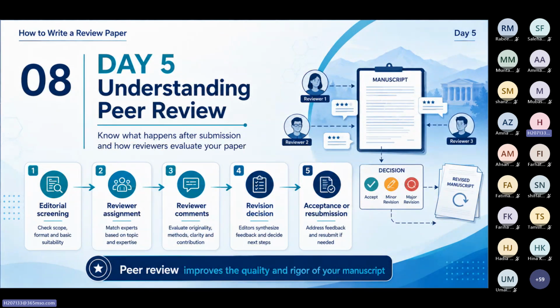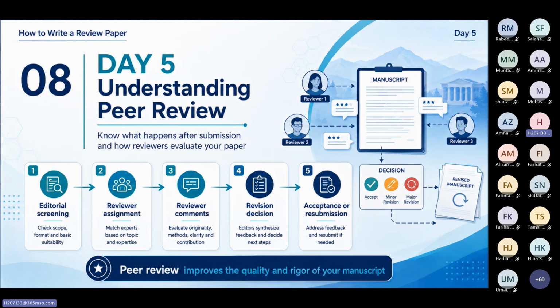Understanding the peer review. What is peer review? Editorial screening. When we submit a paper to the journal, first it goes to the editorial board. They check the scope of the paper, whether this paper is valid or not, then the format and the basic suitability, whether this is covering all the aspects of this journal or not. Then reviewer assignment. Then the editors send the paper to the reviewers who are relevant to that field of study or that field of research.